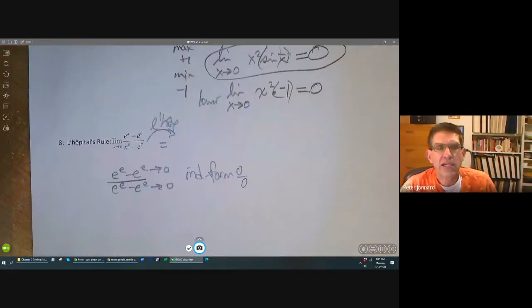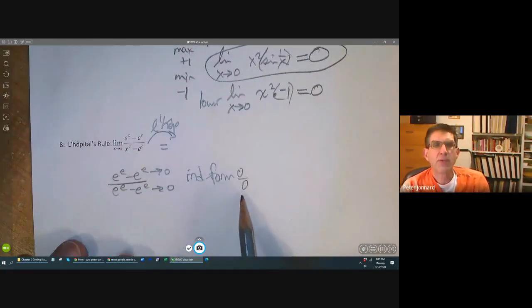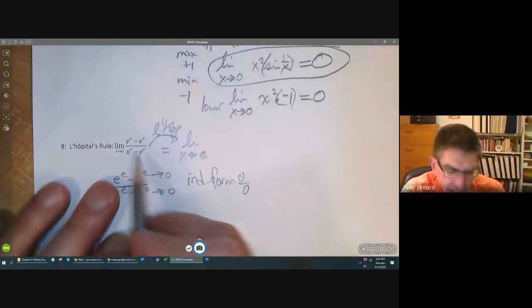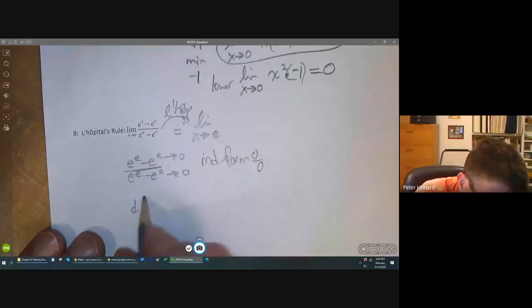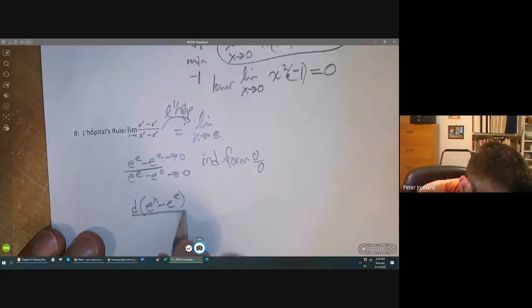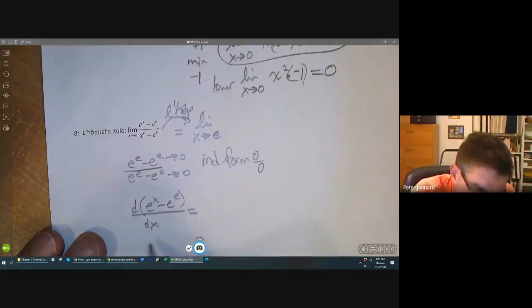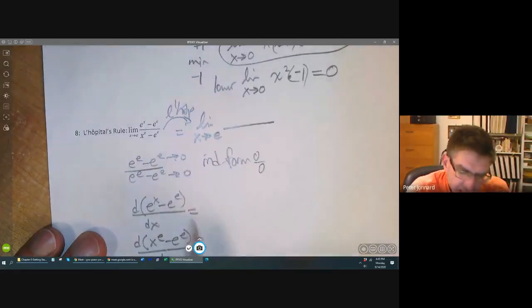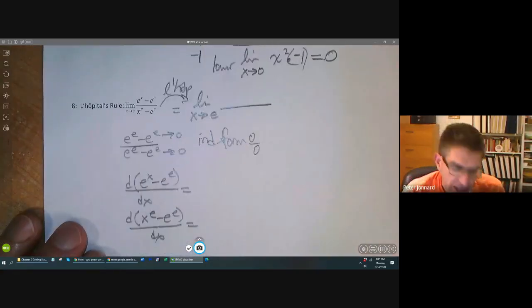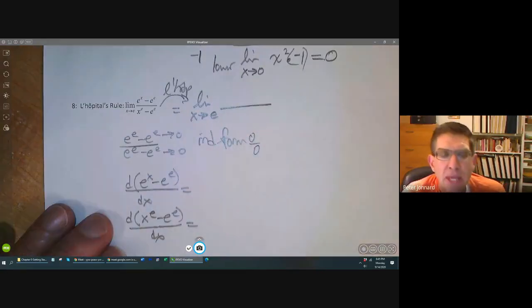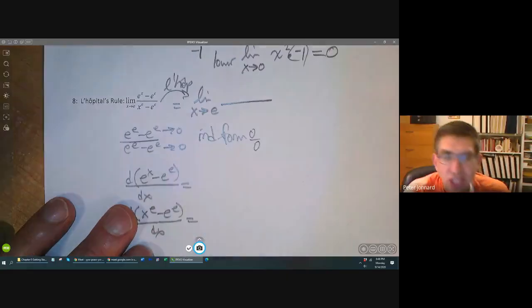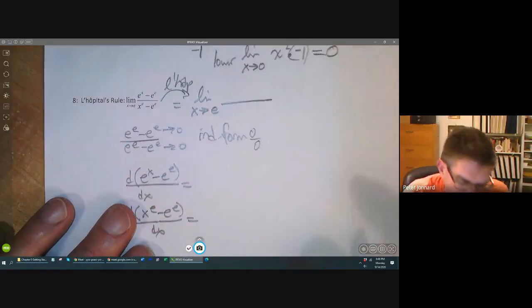What L'Hopital's rule says is when you have an indeterminate form of 0 over 0, you can reevaluate this limit. Same limit, x approaches e, but instead of this function, you take the derivative of this function with respect to x, whatever that is, and you take the limit of the denominator function, and you can evaluate that using the derivatives. How fast are these limits changing as x approaches e? How fast are these two functions approaching e? The ratio of those rates of change will tell you what that limit is, which is kind of cool.